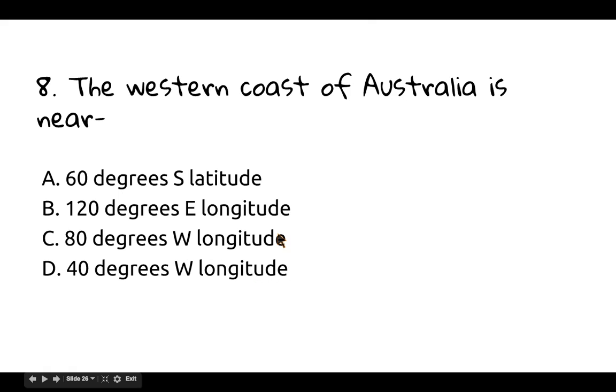Last question. Number 8, the western coast of Australia is near A, 60 degrees south latitude, B, 100 degrees east longitude, C, 80 degrees west longitude, or D, 40 degrees west longitude. All right, if you're hearing this, you should be done. Let's check your answer.